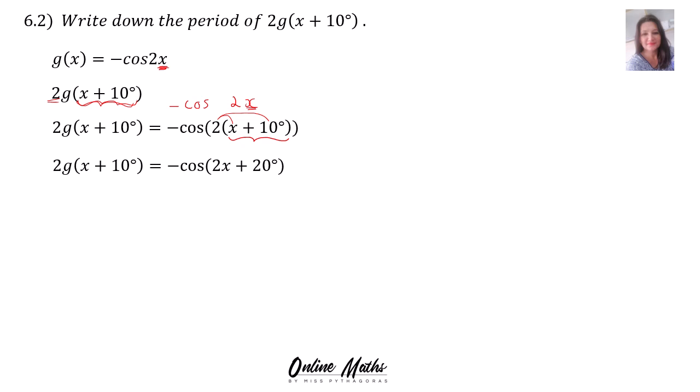And it is what's happening at the x there that has an influence on your period. So you will say the old period of a normal cos graph was 360 degrees, divide by 2, so therefore the new period of this thing that they gave you there will be 180 degrees.